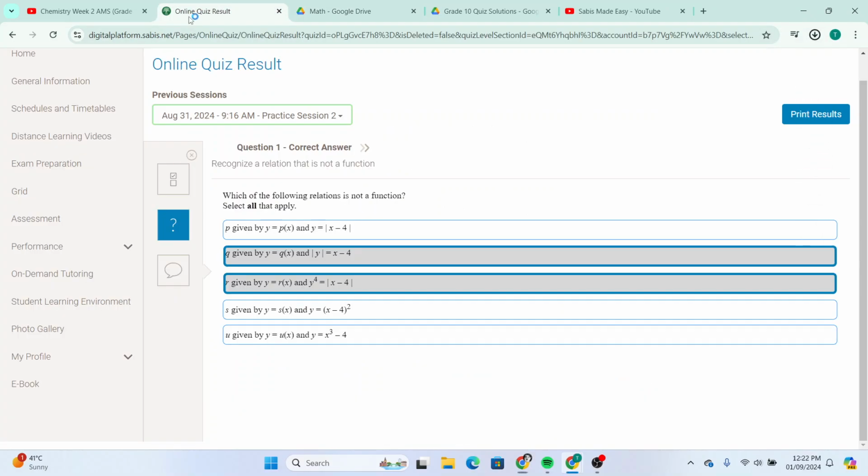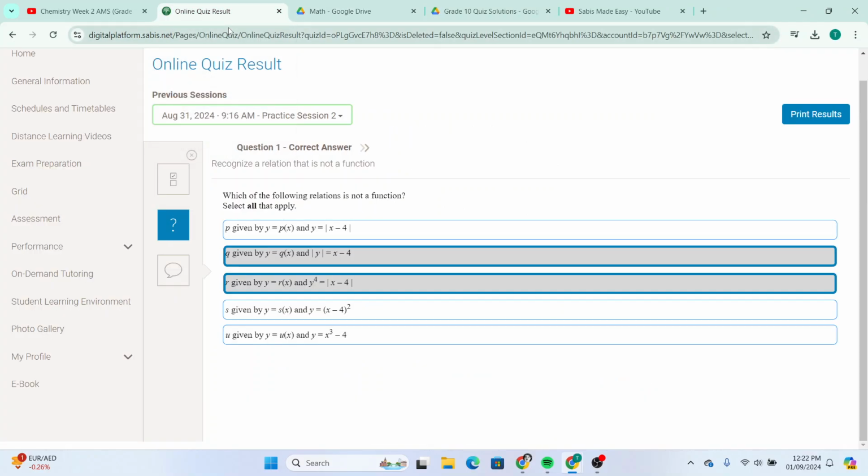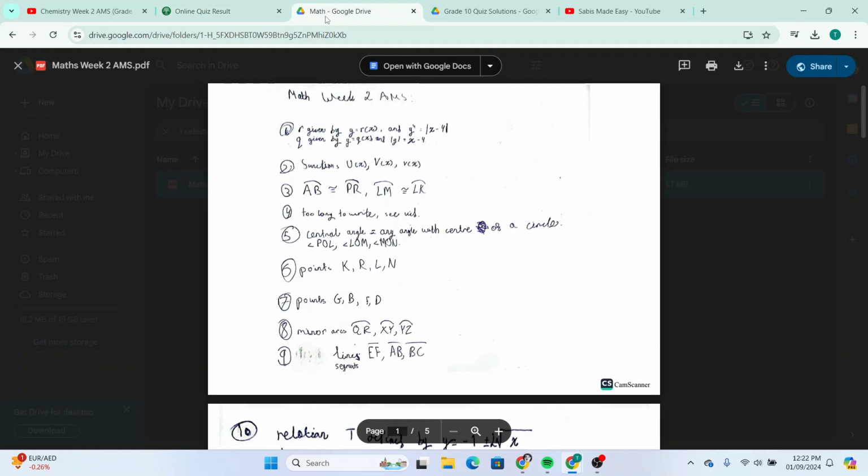Okay. So, which of the following relations is not a function? Select all that apply. Now, a relation is defined as a function when it only generates one result: each domain, each x value, only gives out one y value. We'll try that here. I'll explain it later in another question. I think it's question 10. Yeah, I'll explain it in question 10.